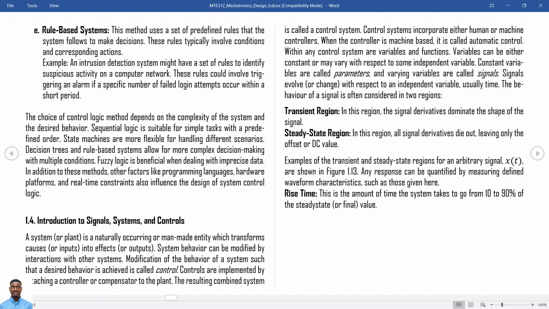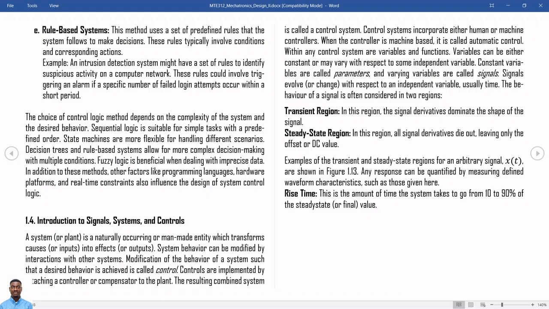Now, for any control system, we have what we call variables and functions. We have two types of variables. A variable can either be a constant variable or a varying variable with respect to some independent variable, in most cases, time. The constant variables are referred to as parameters, while the varying variables are referred to as signals. So that is where the three words come from: signals, systems, and control.